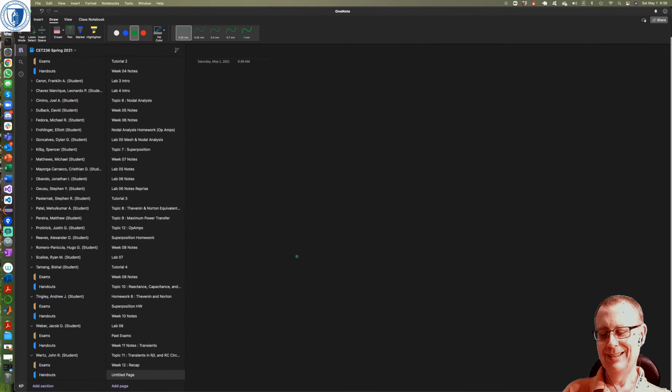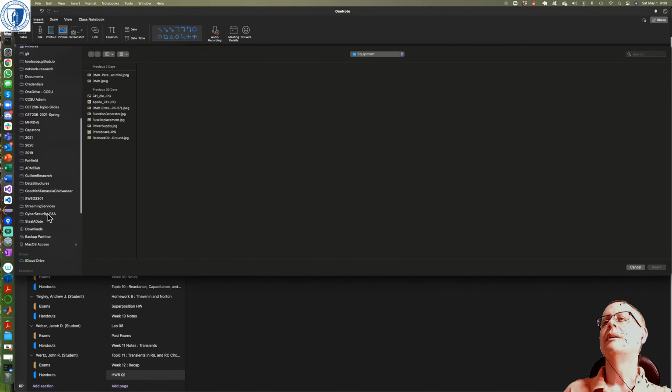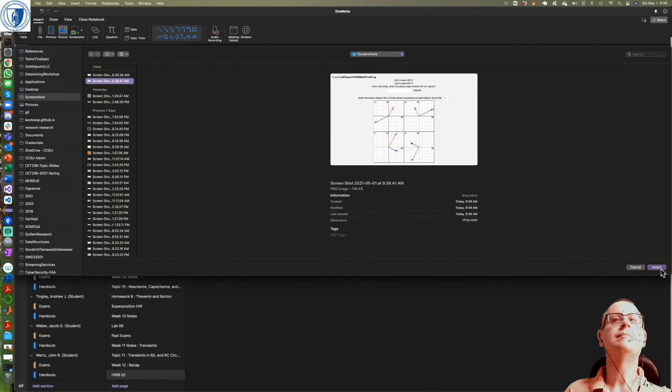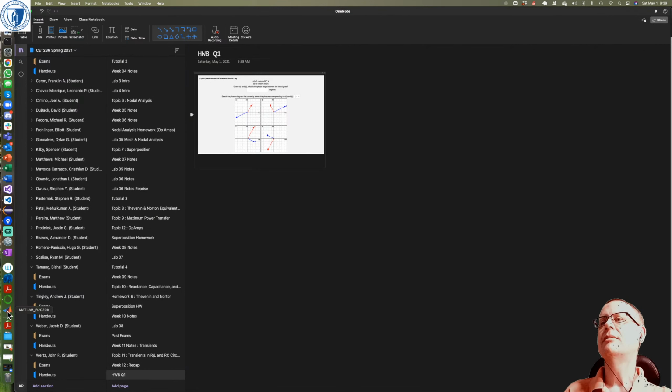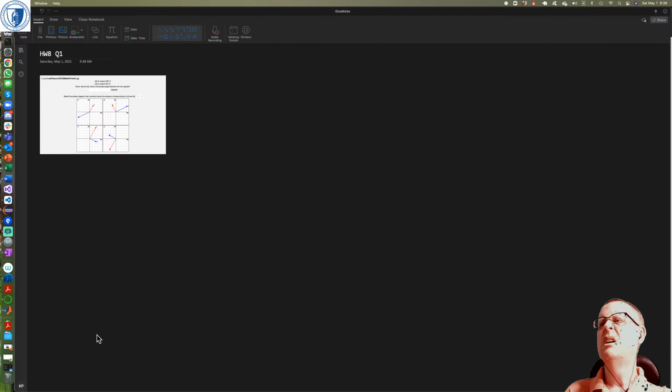What do we want? This is homework 9 Q1, or homework 8 Q1. And let's have a look at, no, it's not a printout, it's a screenshot, so it's a picture. Where's my screenshots? There's my screenshots. We grab that one. And let me just fire up Matlab so that I have it available if I need it. There it's coming up. And let's just make that a bit bigger.